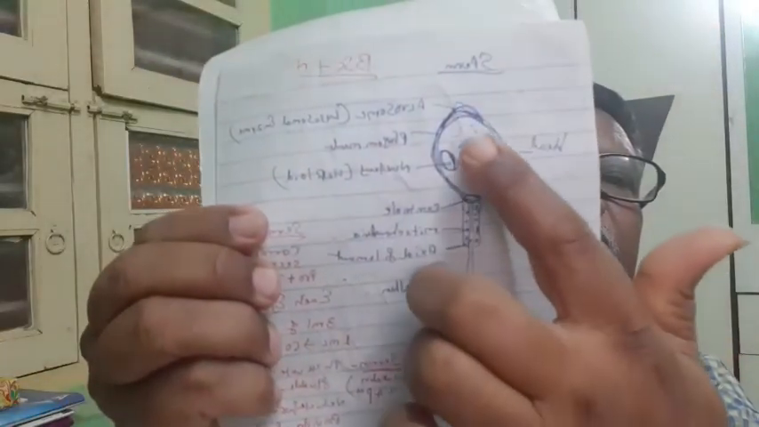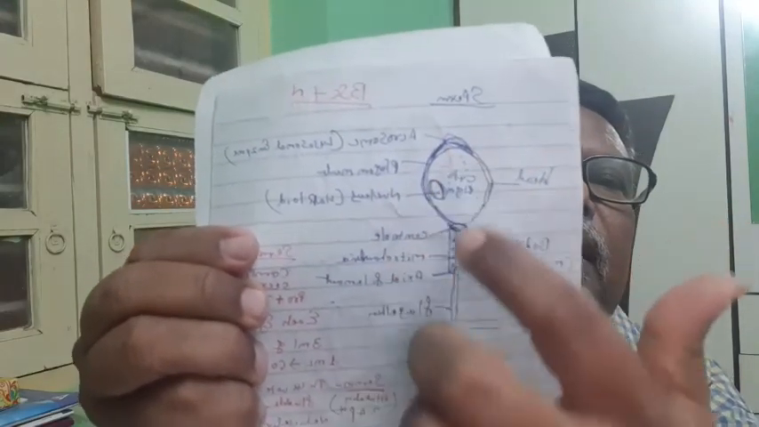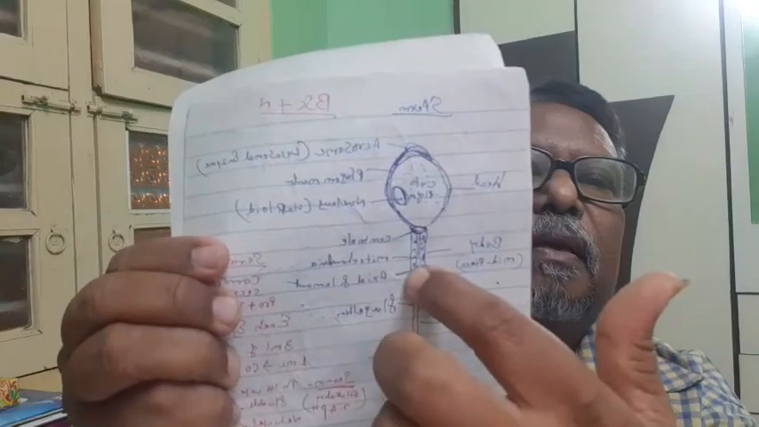Coming to the spermatozoa. Spermatozoa are produced by the seminiferous tubules of the testis. Each spermatozoa contains a head, body and a tail. This is the head region, this is the body region, and this is the tail region. So you can see very clearly here.